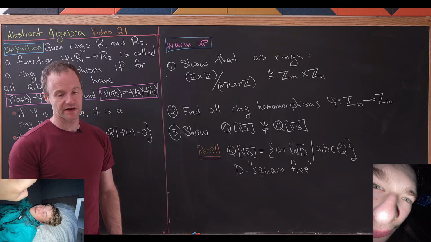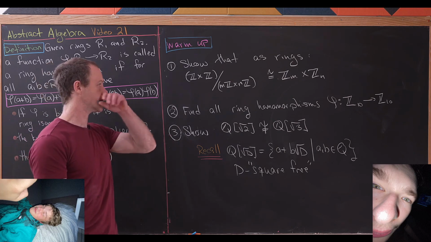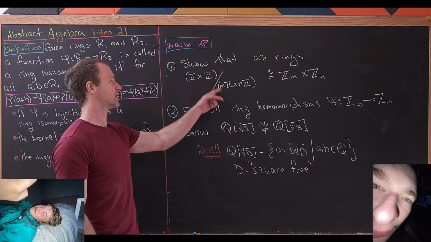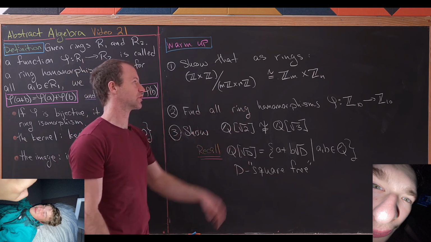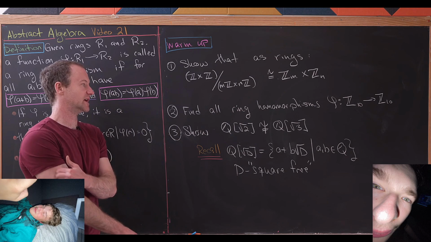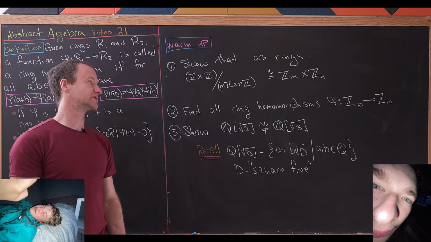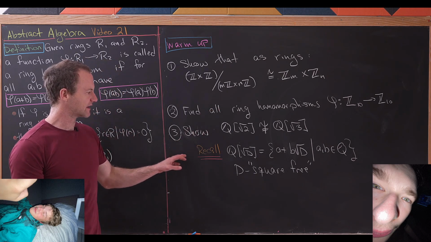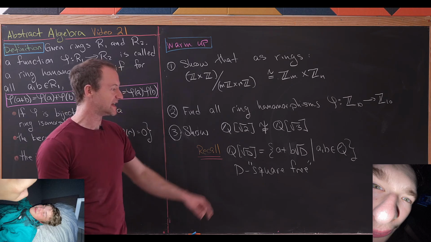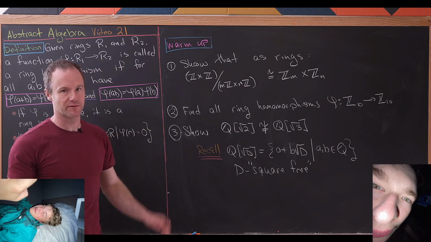Okay, here are three nice warm-ups based off what we did today. The first is an application of the first isomorphism theorem for rings. Let's show that Z cross Z mod mZ cross nZ is isomorphic to Zm cross Zn. The next, let's find all ring homomorphisms from Z10 to Z10. And then finally, let's recall that if D is square free, that means it's not divisible by any perfect square.